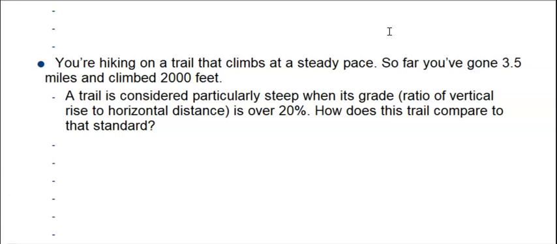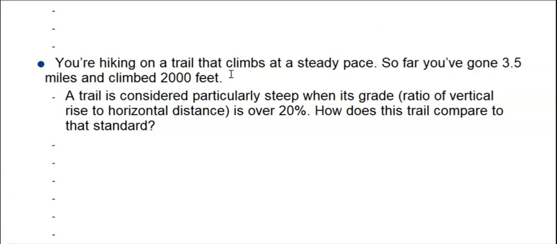Let's look at another example with a few parts about ratios and proportions. This is another thing that I was just doing, going hiking in Colorado and talking with my wife about steep trails. We're hiking on a trail that climbs at a steady pace, so it's the same ratio of elevation gain to horizontal distance as you go through the trail, which is not super common, but let's assume for simplicity that it's a very steady pace, at least so far.